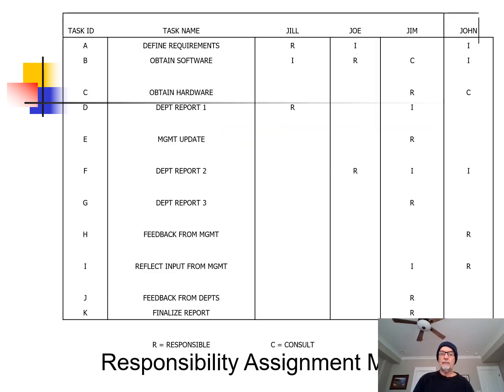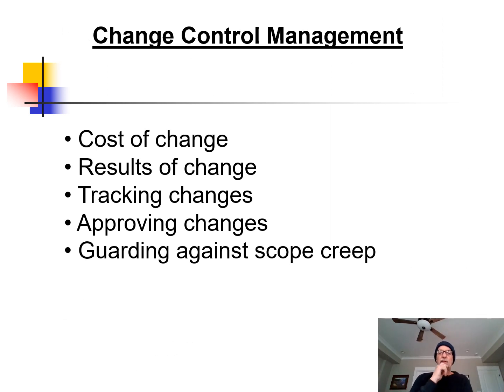Now, here's a diagram that you can use to schedule work with your team. And this is called the responsibility assignment matrix. And in this project, we have 4 team members. We have Jill, Joe, Jim, and John. And you can see that we have R for responsible, C for consult, and I for inform. So all we do is we just use those letters to identify who's going to be working on which project or which project task.